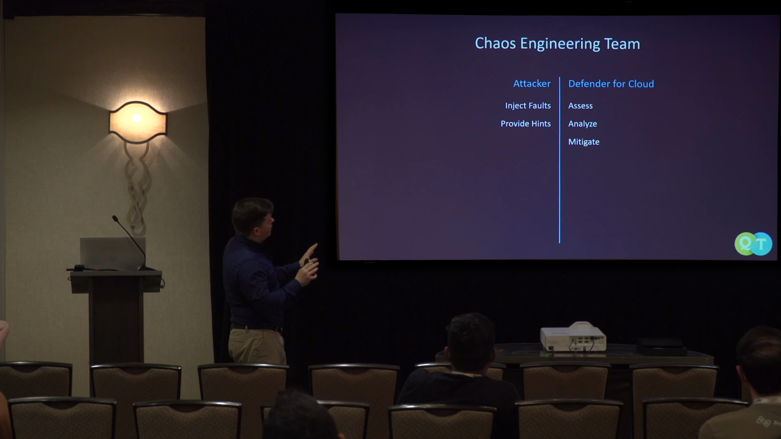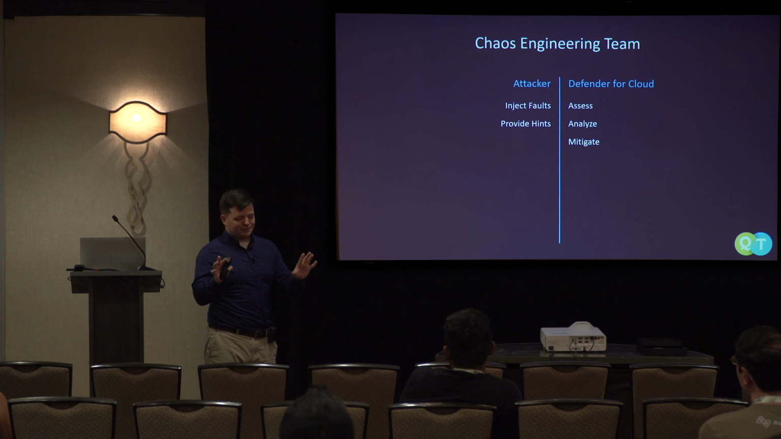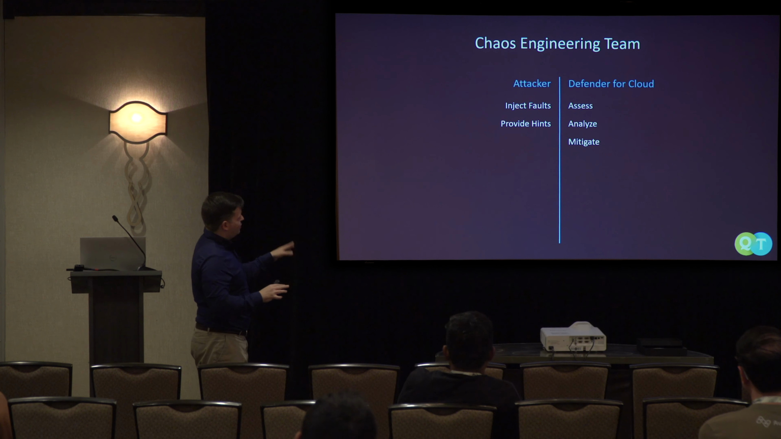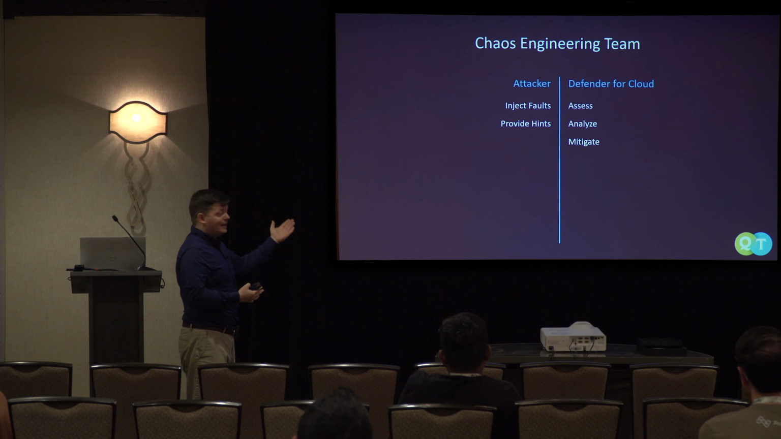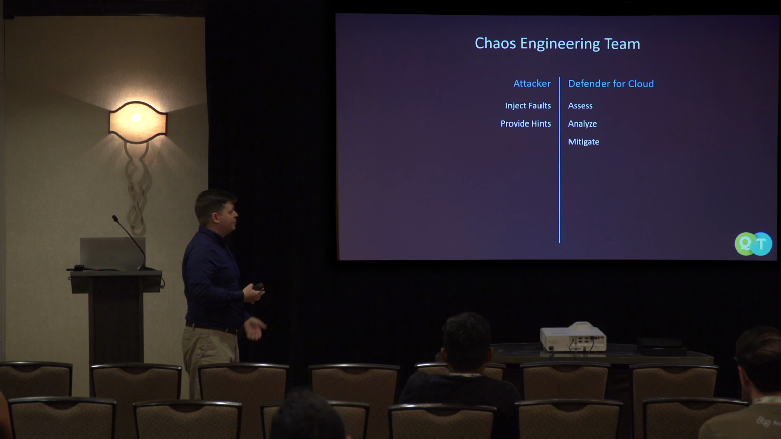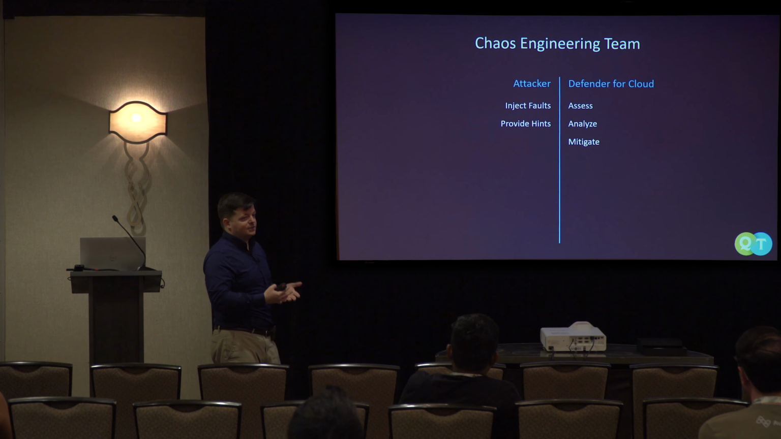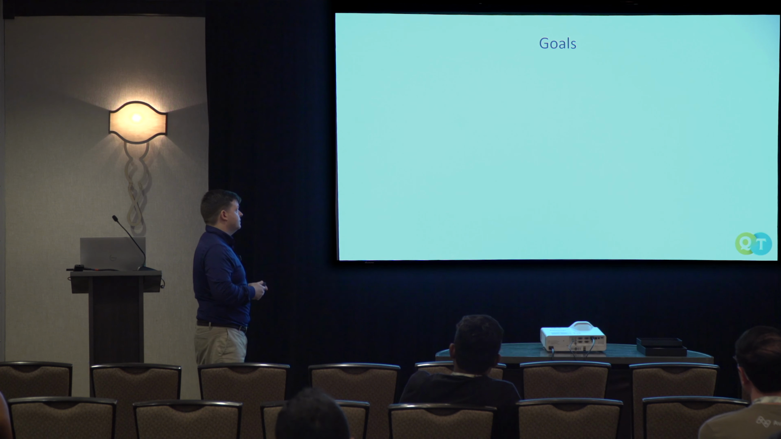Okay, so for your chaos engineering team, this was the actual split that Microsoft suggested in building your engineering team. You have attackers. They're the ones in charge of actually writing and injecting the faults into the different test cases, and they provide hints as to what's going to happen. And then you have your defenders, which assess what's happening when things start going down, and then analyze it and mitigate it.